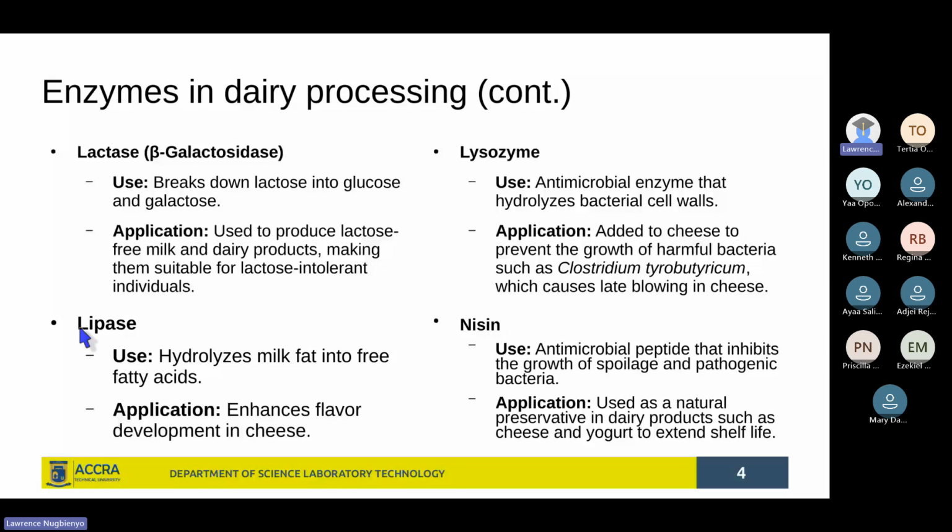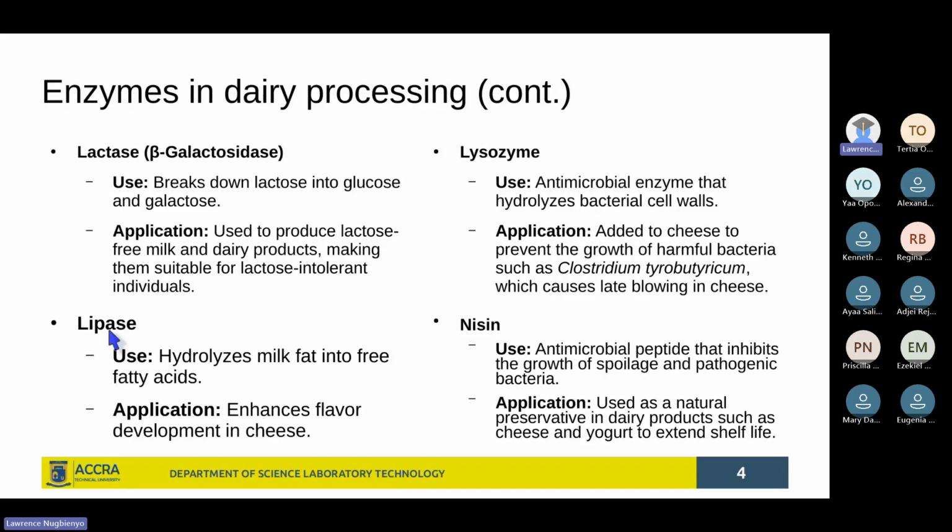Lipases break down what? Fatty acids. So the lipase will also hydrolyze milk fat, and this will actually help in enhancing the development of the cheese. It's a way of breaking down the fats that are in the cheese. Now there's even this sort of engineering of food products, such that you have different percentages of fats in products like this.